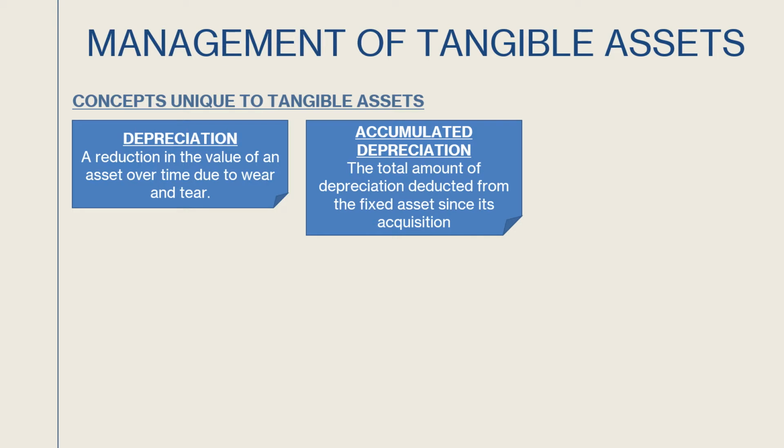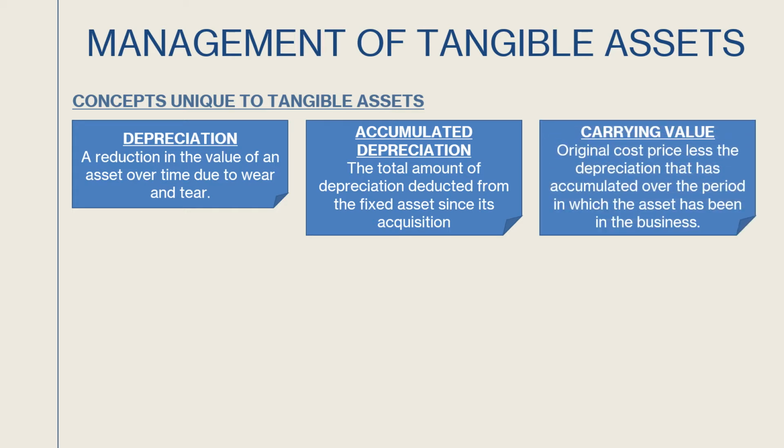Then your accumulated depreciation is the total amount of depreciation that has been deducted from the fixed asset since its acquisition. Obviously, every single year we make provision for depreciation for that year, and the accumulated depreciation is basically the sum total of the depreciation that has been calculated every single year. We're just going to add them together. So over the lifespan of the asset, every single year your accumulated depreciation will increase because we make a provision for additional depreciation for that year.